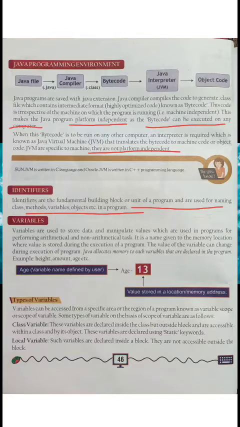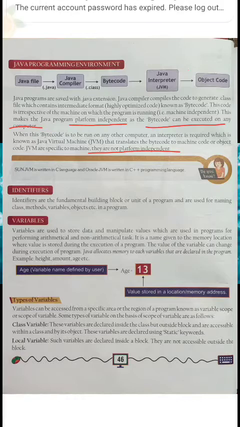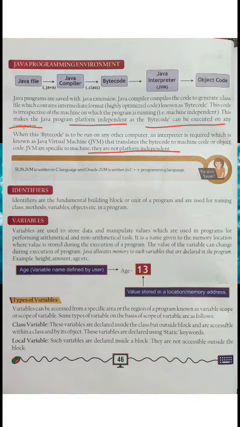Now the next topic is variable. For identifier you can say that it is just a naming word. Identifiers are just a naming word and a fundamental building block which is used for naming any class, any method, any variable or any object in the program. Whatever naming we can do, we can use identifiers. Now next is variable. As we have studied in mathematics about variables, the value of the variable varies. The same thing we are going to study here also.